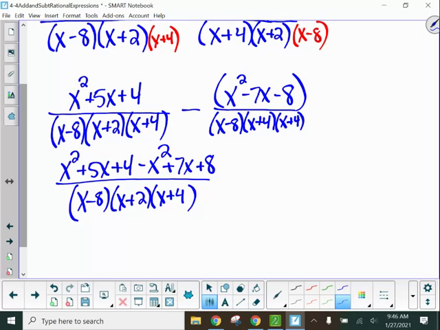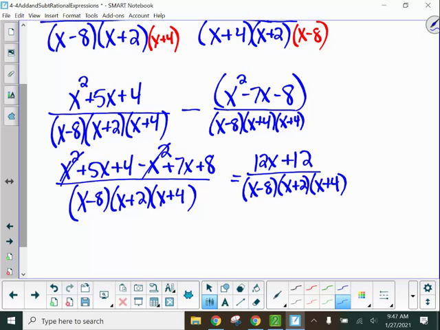So with this one, and with any subtraction question, usually the mistakes that I see are students not carrying the subtraction through the entire second numerator. They only do it to the first term and ignore the rest. So please, please be careful of that. When you combine like terms, then your x squareds actually add out. And we're left with 12x plus 12 over, again, my denominator, x minus 8, x plus 2, x plus 4.